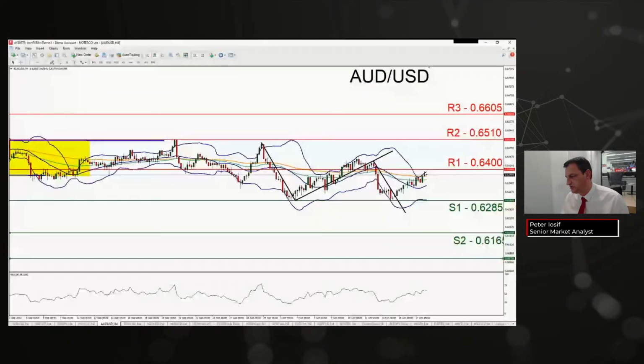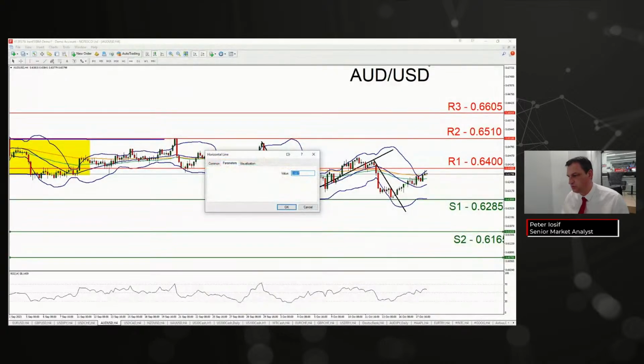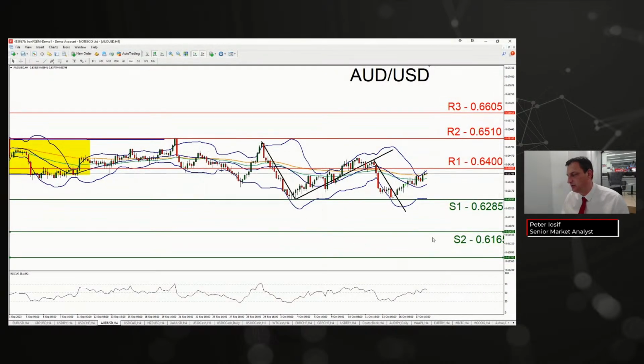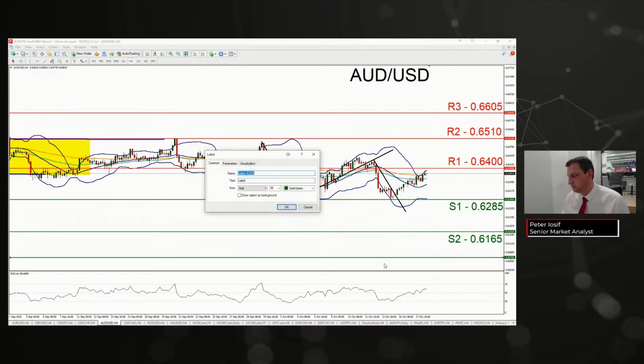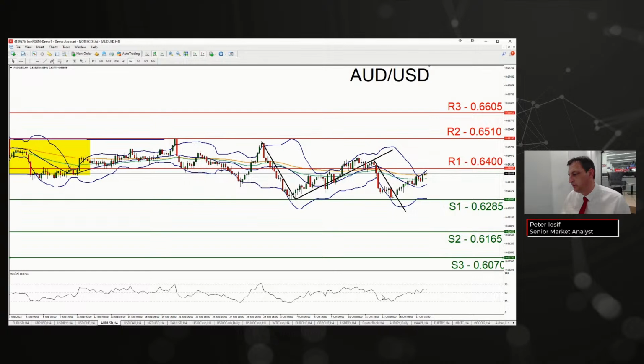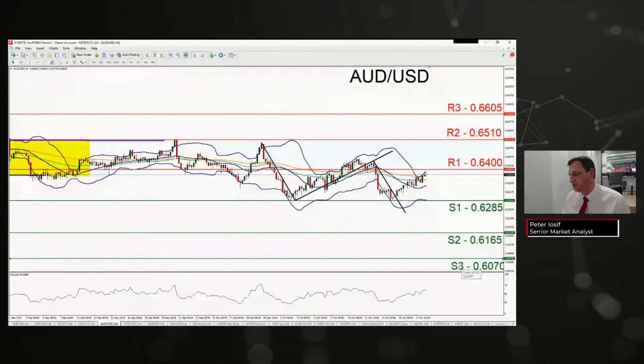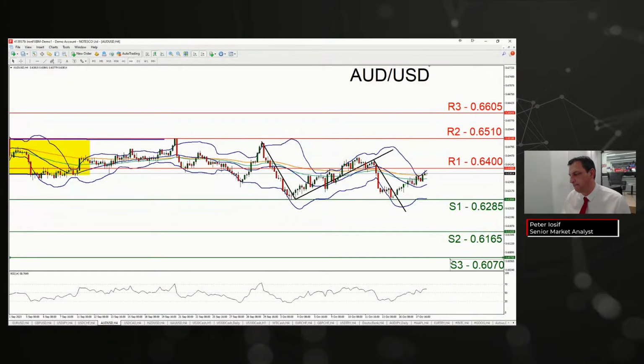Let's have a look also at the S3, 0.6040, 0.6070. Here you go. S3 at 0.6070. So we're talking about a span of around 600 pips here from S3 to R3. It's pretty wide.